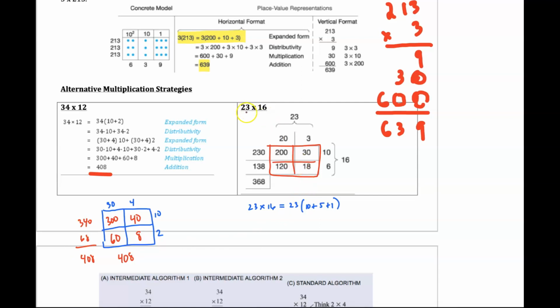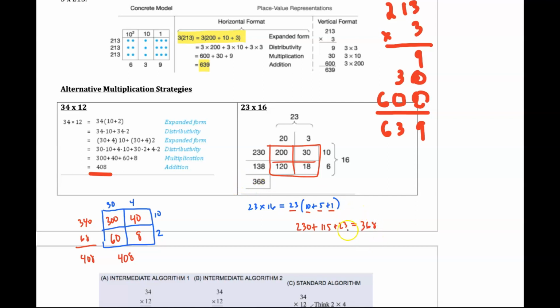Now, if we're going to do 23 times 16, you can then do 23 times 10 plus 23 times 5 plus 23 times 1. So you get 230. 23 times 5 is the same thing as 23 times 10 divided by 2. So it's another way to think about it. So that's 115 plus 23, and then you're going to end up with your 368 there.